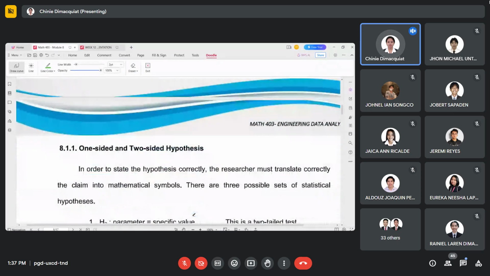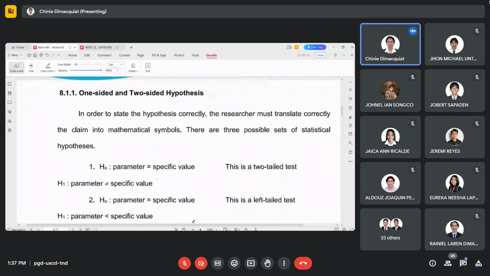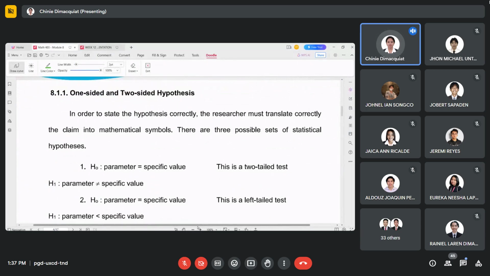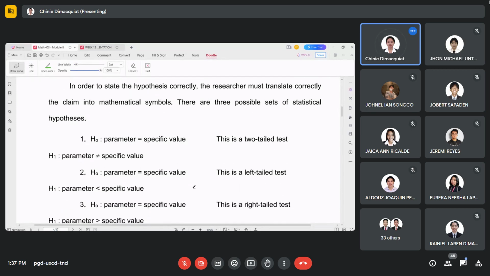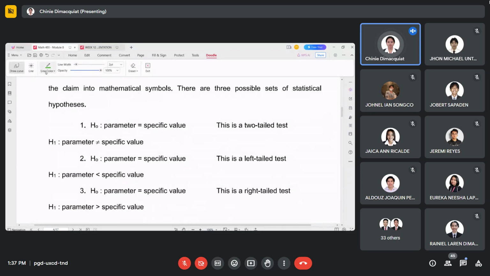So let's proceed to this. In hypothesis testing, we have three possible sets of statistical hypotheses. The null hypothesis always uses equal. The parameter is equal to a specific value. Let's say the mean is equal to 5. This is our null hypothesis. So it uses an equality or equal sign. Those are the null hypotheses.